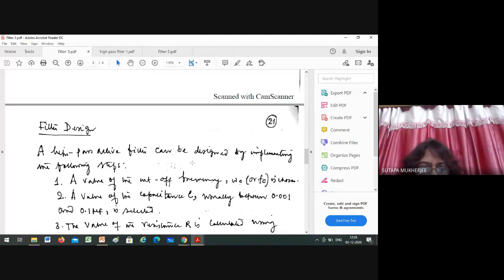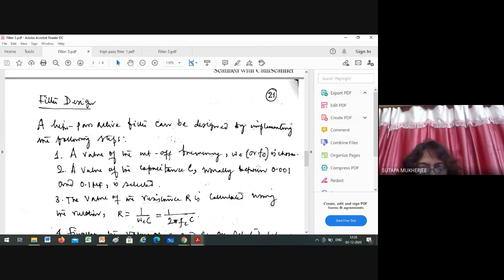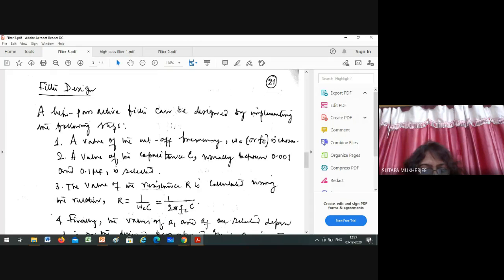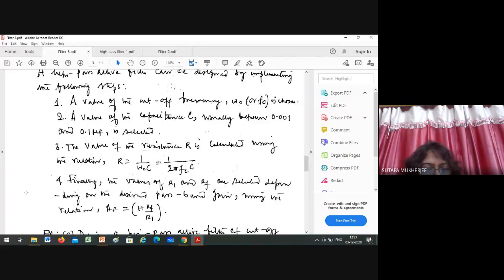A high-pass active filter can be designed by implementing the following steps. Number 1, a value of the cutoff frequency has to be chosen, because with respect to this cutoff frequency I have to design the high pass or low pass. In case of low pass, frequencies beyond cutoff will not pass. In case of high pass, after cutoff frequency all the frequencies will be allowed to pass. A value of the capacitance C is chosen. The value of the resistance is calculated as 1 by 2 pi Fc into C. Finally, R1 and Rf are selected depending on the desired pass band gain using the relation Af equals 1 plus Rf by R1.